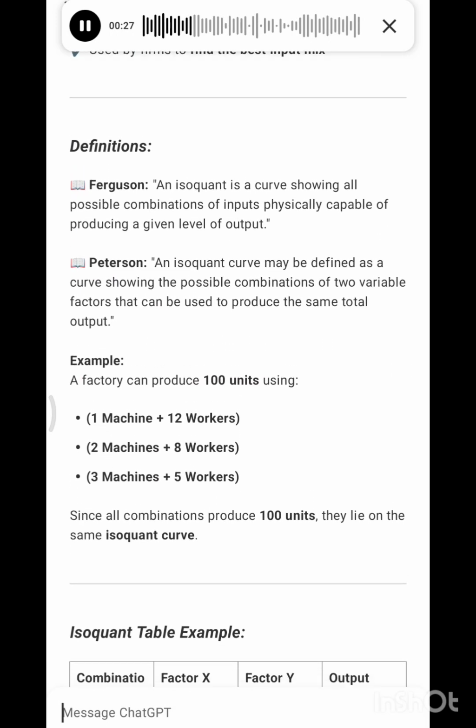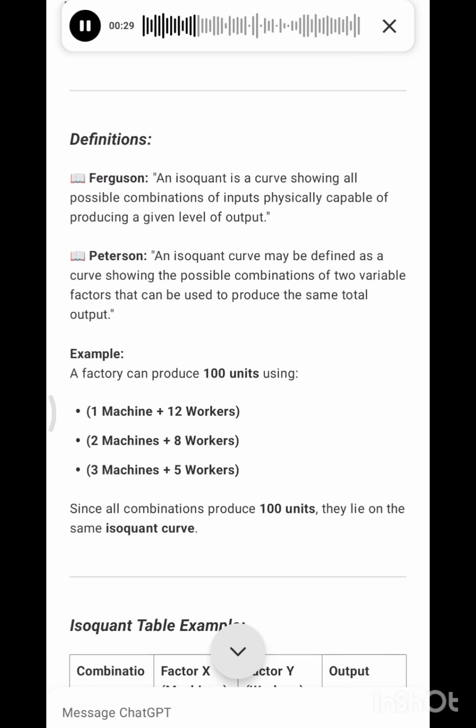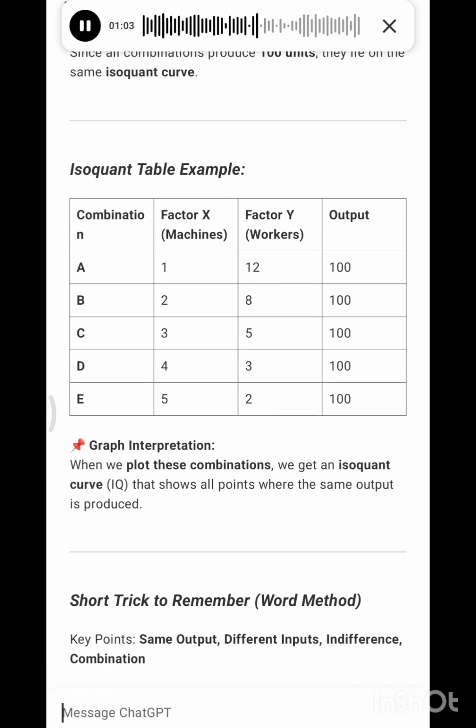Definitions. Ferguson: an isoquant is a curve showing all possible combinations of inputs physically capable of producing a given level of output. Peterson: an isoquant curve may be defined as a curve showing the possible combinations of 2 variable factors that can be used to produce the same total output. Example: a factory can produce 100 units using 1 machine plus 12 workers, 2 machines and 8 workers, or 3 machines and 5 workers. Since all combinations produce 100 units, they lie on the same isoquant curve.